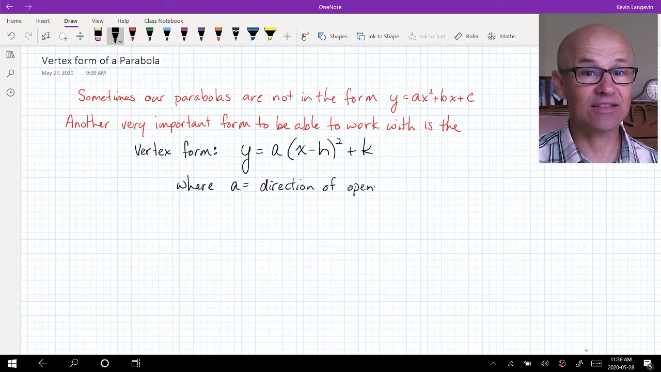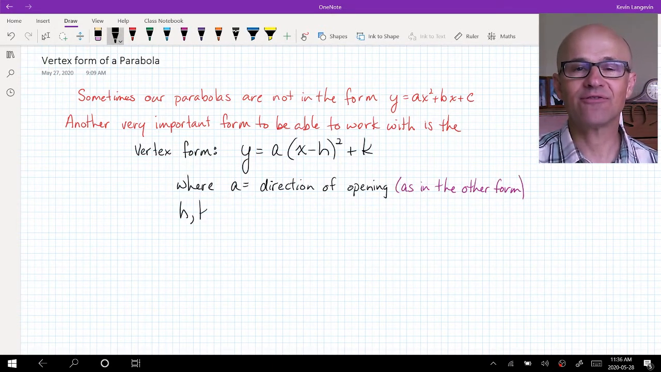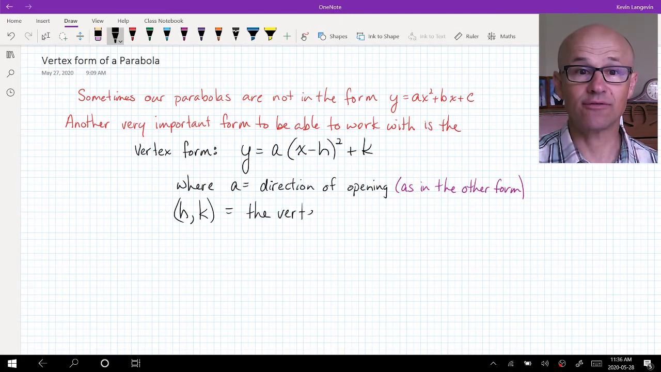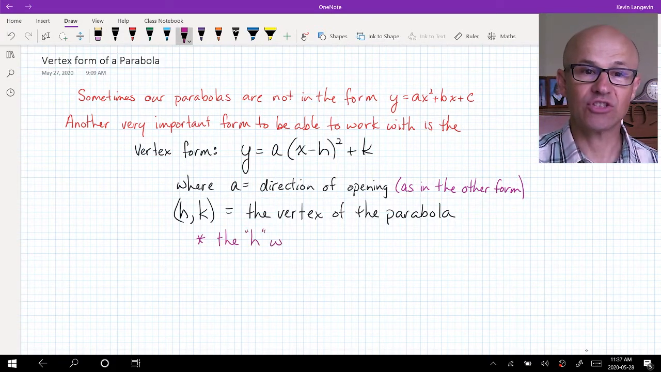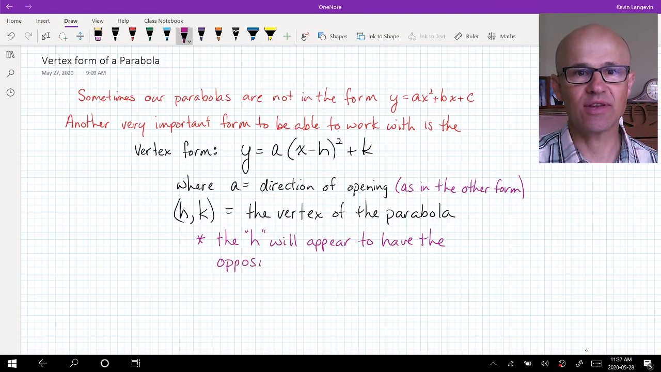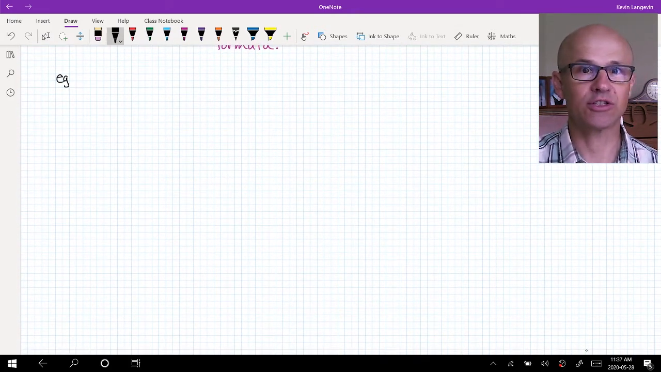A, exactly as it has been, tells us direction of opening. And the h comma k finds for us the actual vertex of the parabola. So I can actually start from that vertex. Please note the h tends to look backwards compared to the number because of that minus sign in the formula. So just keep asking yourself, does it look backwards? Is it opposite? That's the sort of thing that we're going to want.